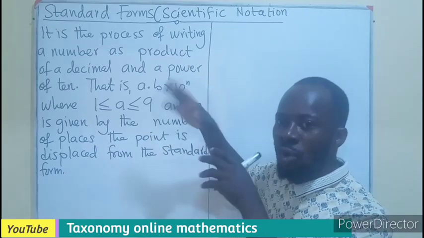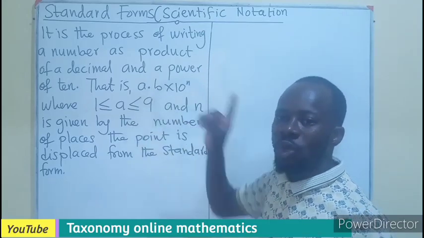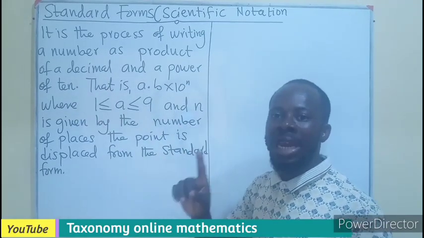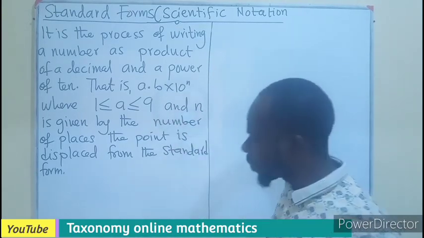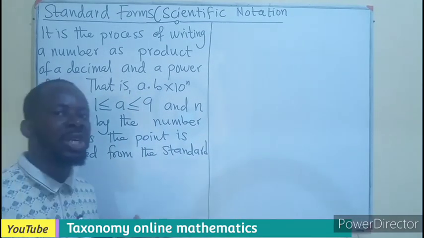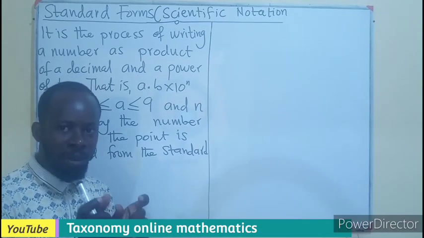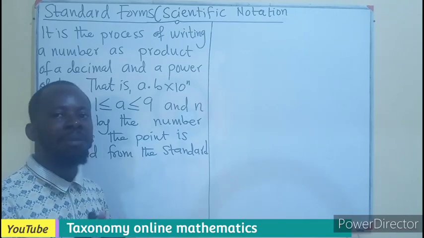b can be any group of numbers. It could even be 5 numbers or 10 numbers. But the a should be only one number before the decimal point, and that number should either be 1, 2, or up to 9. So we know that standard form or scientific notation is used basically to write large numbers simpler or easier, and also to write very small numbers easier.